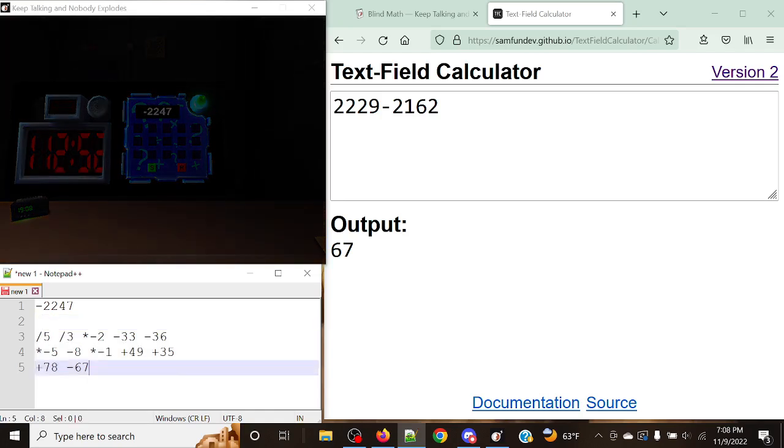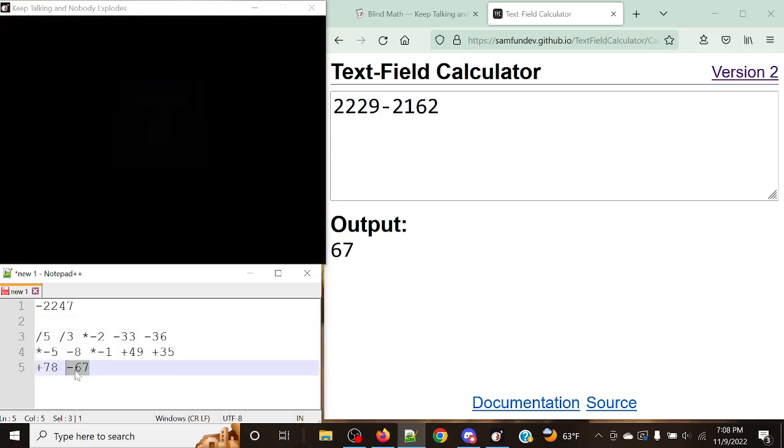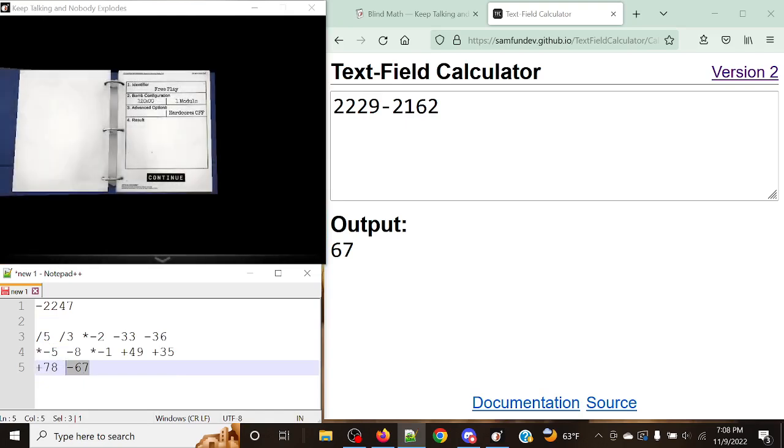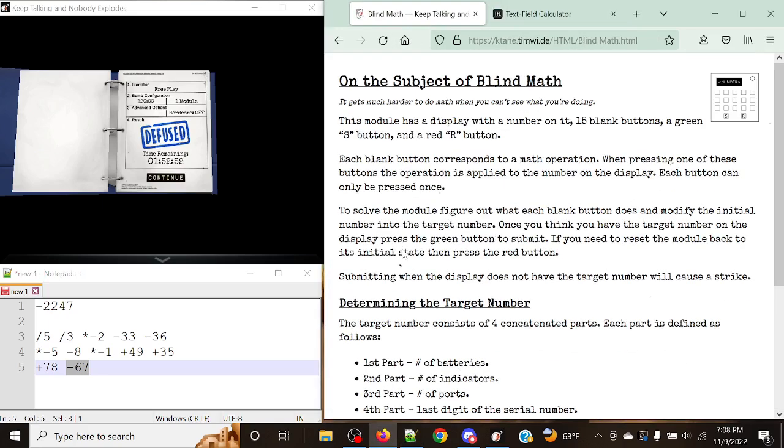I figured that, hey, that minus 67 is going to be pretty good for us. And that's the nice thing about this, is that you can just kind of go all over the place without any sort of repercussions whatsoever. Just make sure you don't hit the submit button until you're absolutely sure that you have your answer.